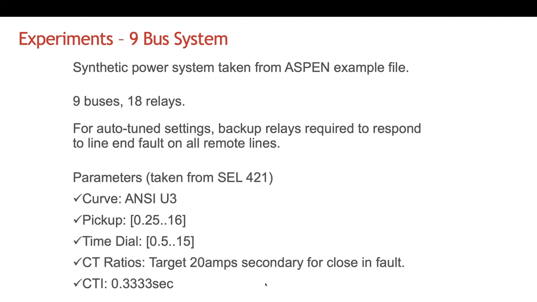There's 18 relays, 9 buses, and as part of our fault regimen, we require all backup relays to respond to line-in faults on their remote lines on the primary line. And this is just a sampling; this is the range, the upper and lower bound that we allowed users to choose from. Some of these, to be honest, no one is probably going to set the pickup or the time dial, especially that low. But anyways, in that case, this is what we use for this regimen.